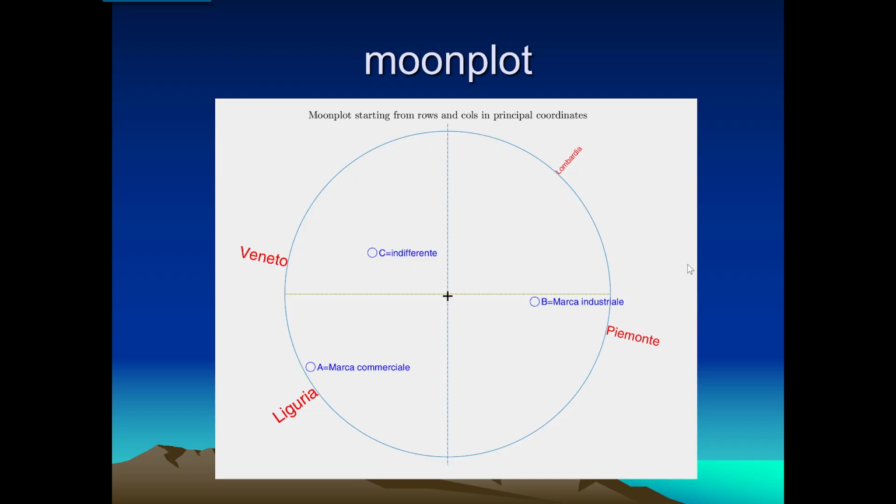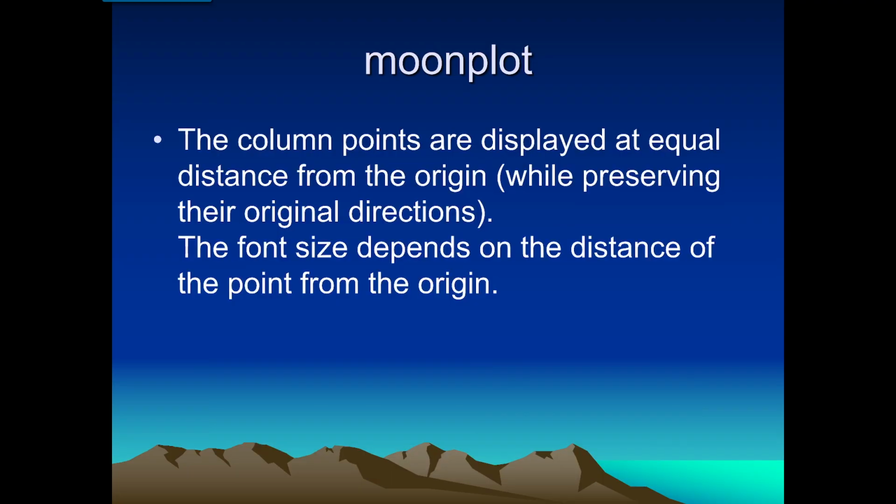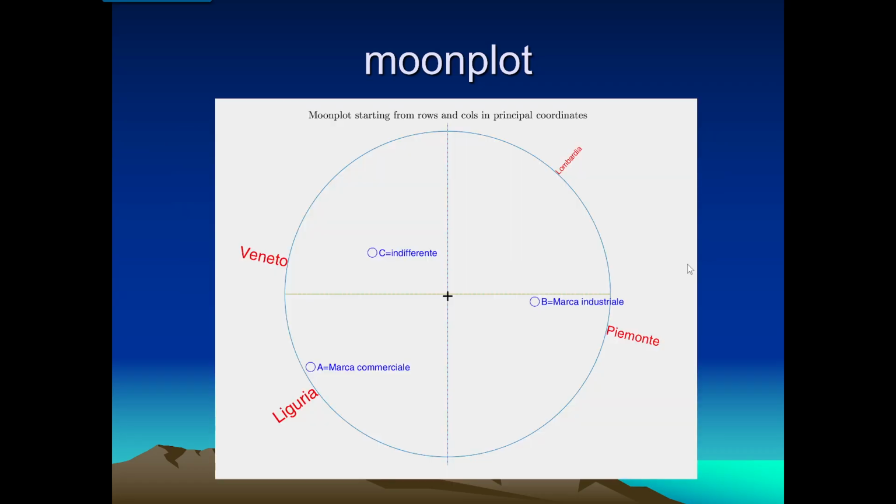And therefore here, the size of the label depends on the distance of the point from the origin. Right. Therefore, the larger the label, the larger the distance of the point from the origin. Therefore, Lombardia is close to the main centroid, even if it is shown at the outskirts of the moon.